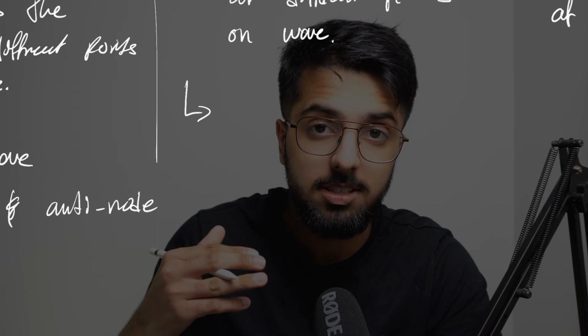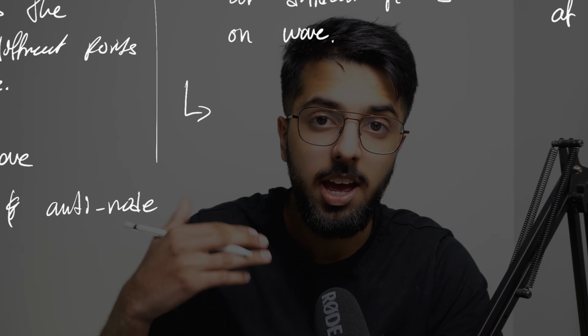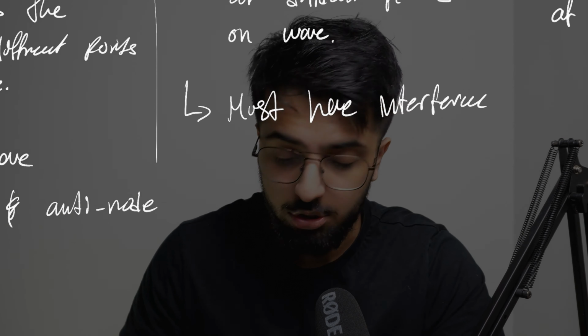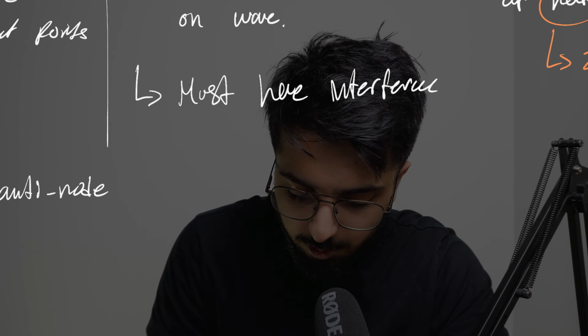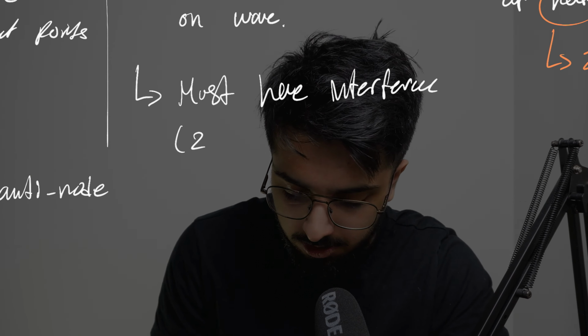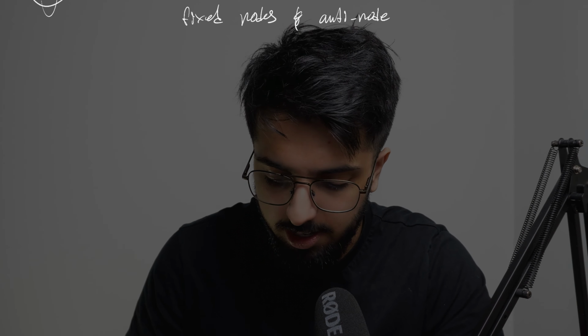The main and key idea of standing waves is that standing waves must have interference. I'll go into what interference is later on. In order to have interference, we must have two sources. So what is interference?